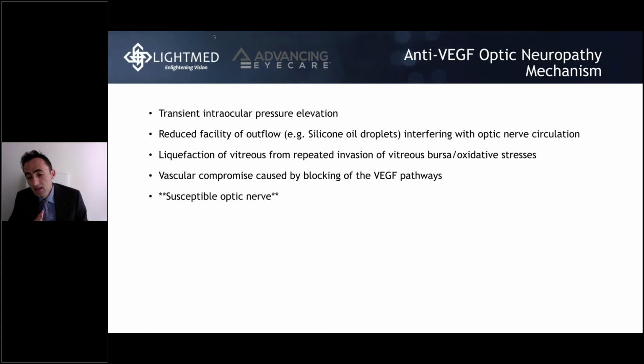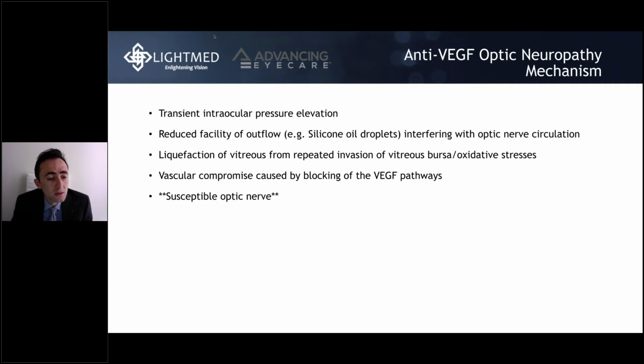And these, if they go through into the vitreous cavity, can interfere with optic nerve circulation, especially if they get stuck in a specific place, and I will show an example of that. Also, the liquefaction of vitreous from repeated invasion of the vitreous bursa and oxidative stresses caused by the multiple injections. Remember, these intravitreal anti-VEGF injections have to be repeated every 4 or 6 weeks, and so some patients receive it 10 to 12 times per year. And of course, there's a vascular compromise caused by blocking of the VEGF pathways, because these are all anti-VEGF agents.